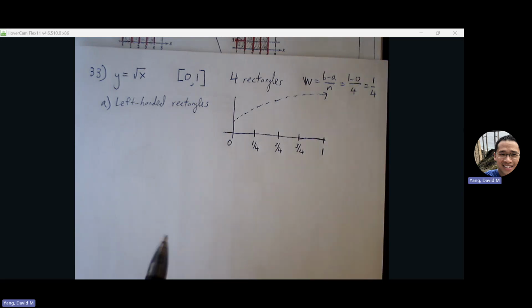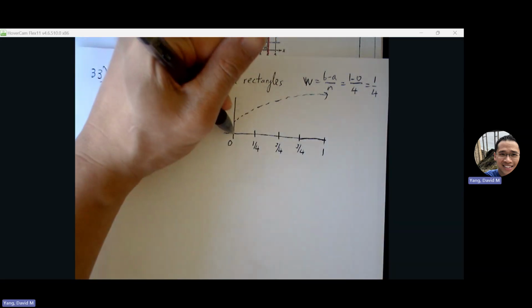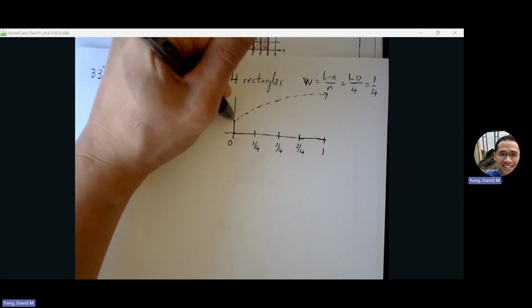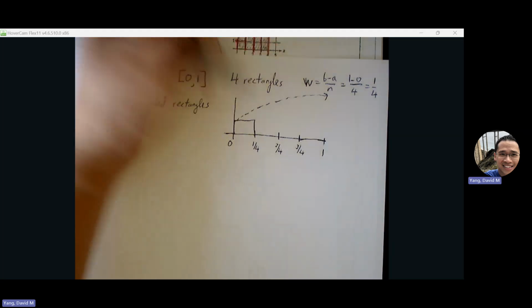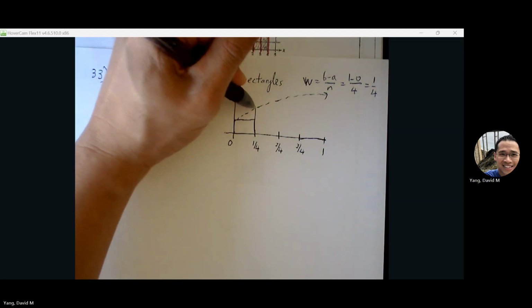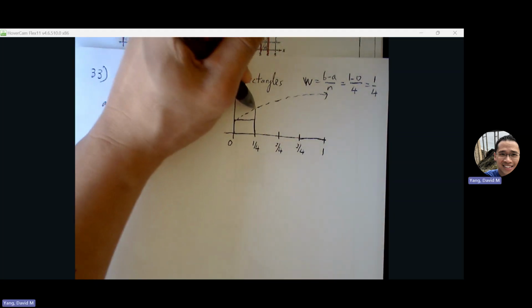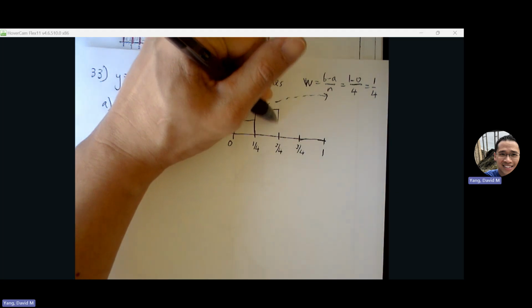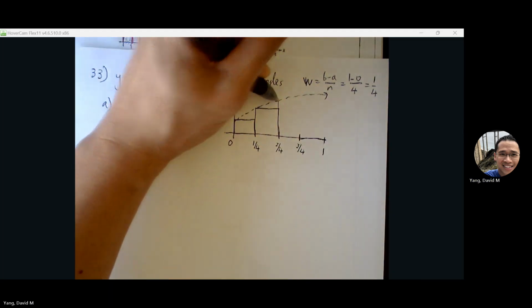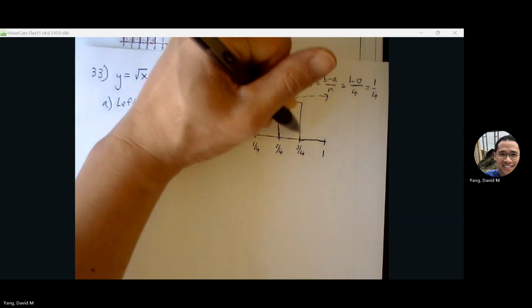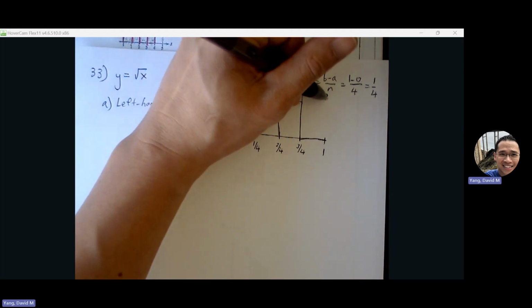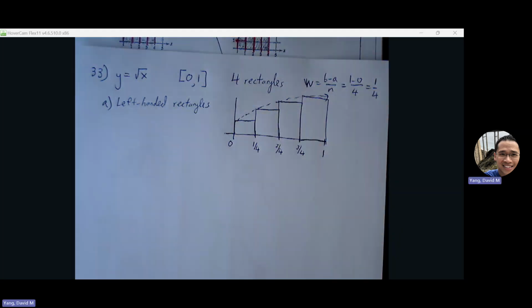If I want to do left-handed rectangle, then I'm going to be choosing the left endpoint to be my height. It also happens to be an inscribed rectangle, but we're going to make this left-handed rectangles.